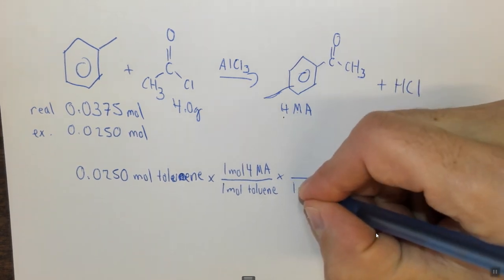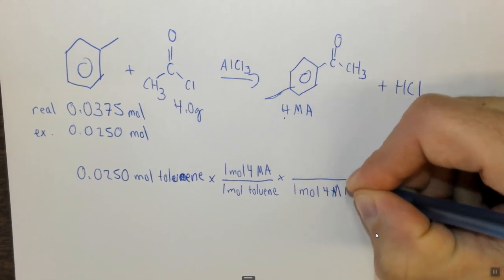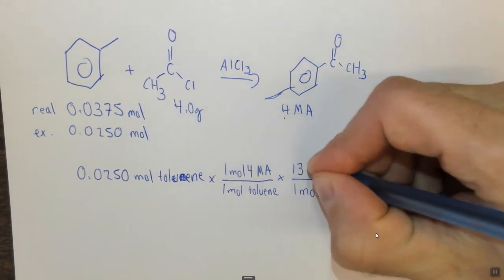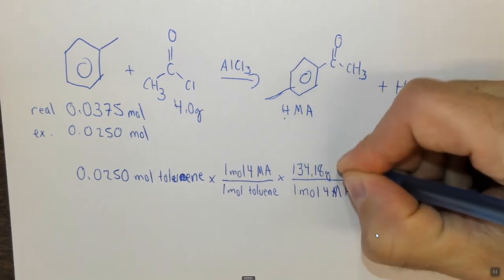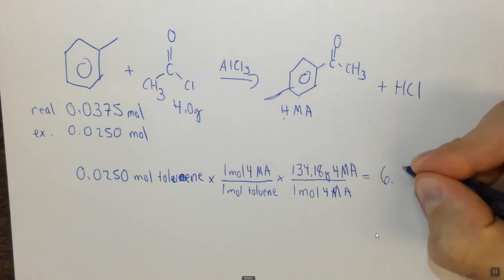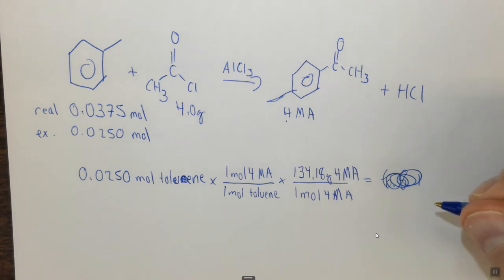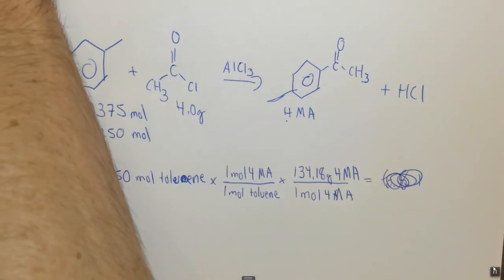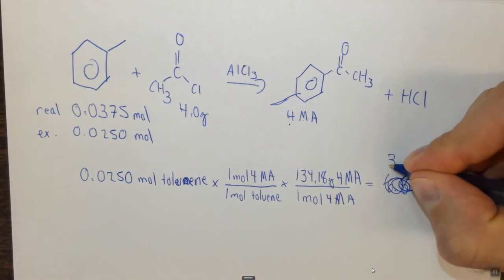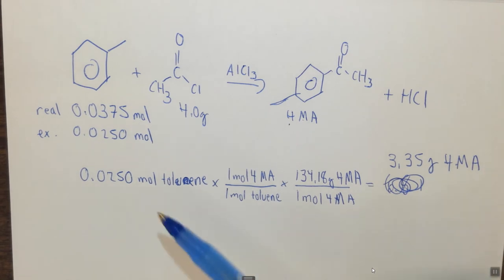So for every 1 mole of 4-methylacetophenone, it's going to have a mass of 134.18 grams of 4-methylacetophenone. When we do all that math, we get 6.84. Oh, I apologize. That's the wrong one. We get 3.35 grams of 4-methylacetophenone. So this is the yield using 0.025. Note you're going to use 0.0375.